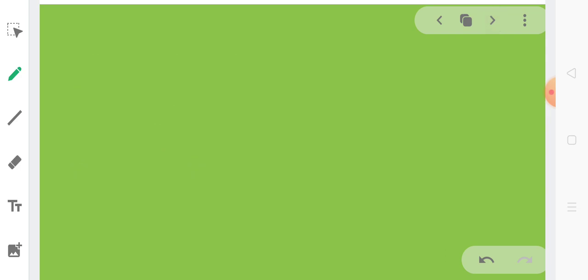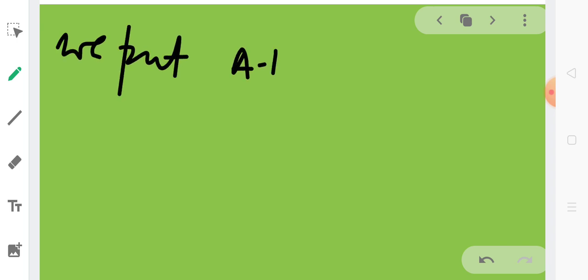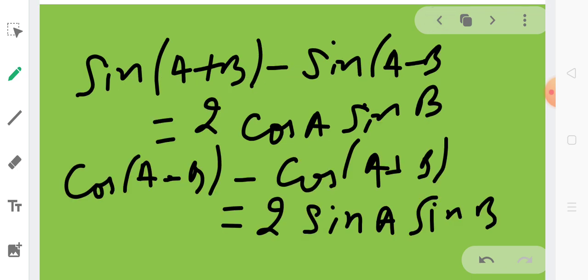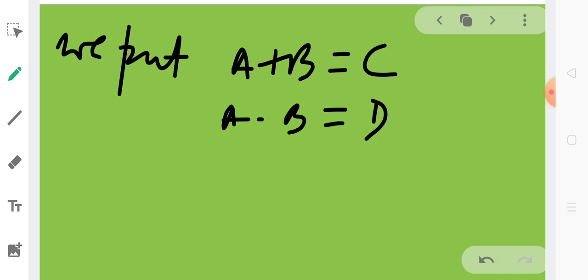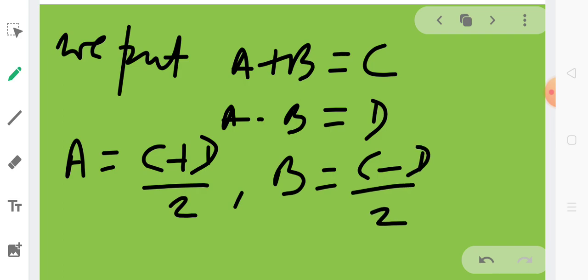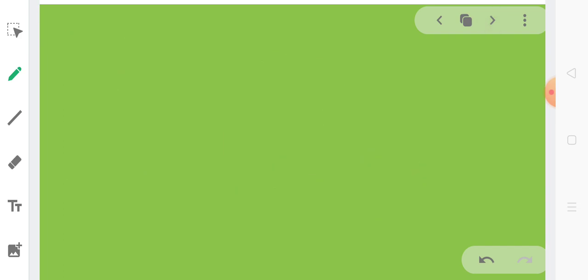Now, if we put a plus b equal to c and a minus b equal to d, then what will happen? You will get a equal to c plus d by 2 and b will be equal to c minus d by 2, isn't it? So now you can get some more expressions.